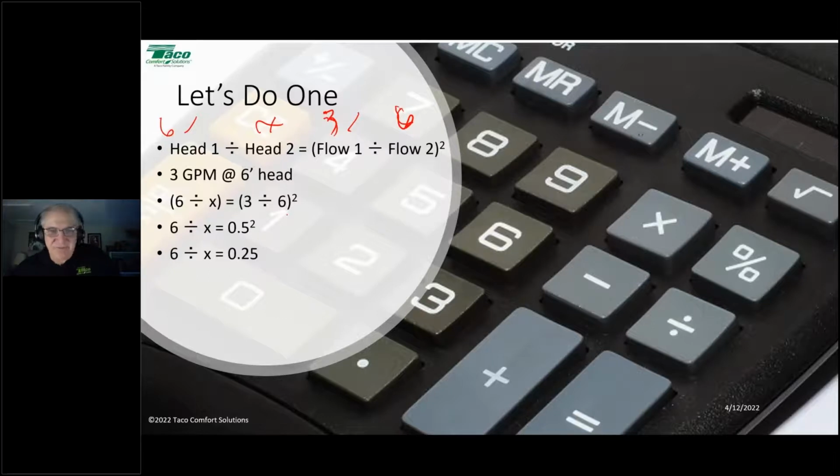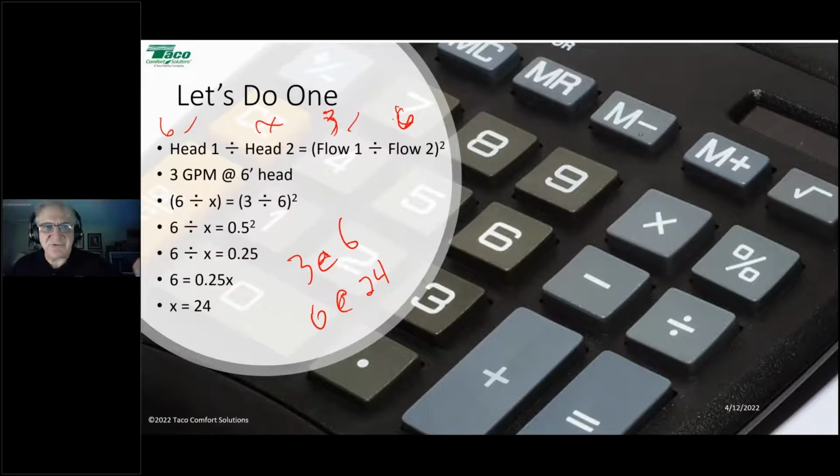Again, simple algebra: whatever you do to one side, you have to do to the other. We want to solve for x. So we multiply both sides by x to start the isolation process. Now we have 6 equals 0.25 times x. Now to solve for x, we divide both sides by 0.25, and you're going to see that x, the new head at 6 gallons a minute, is going to be 24 feet of head. So we went 3 at 6, then we jumped up to 6 at 24. So that's how we figure out head loss.